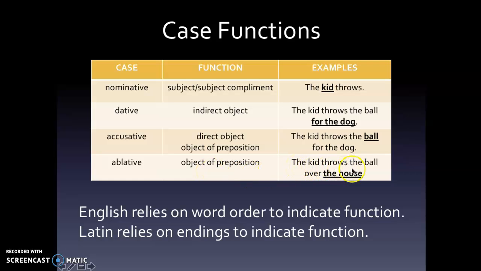For example, the kid throws the ball over the house. In Latin here, house would be in the ablative because it is the object of this preposition right here, which is over. The rest of this up here is a review. Take the time to go over it.